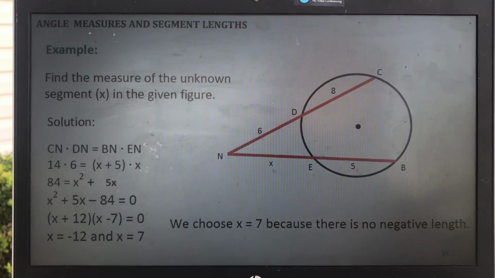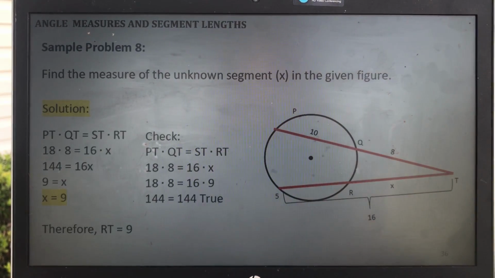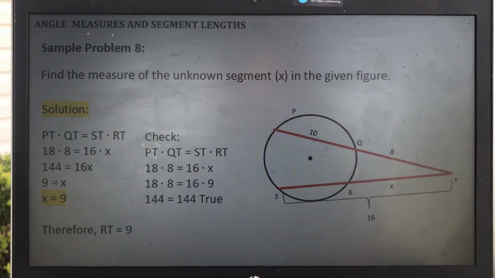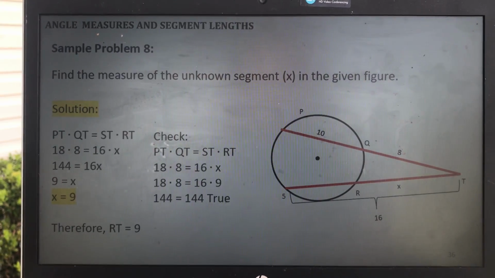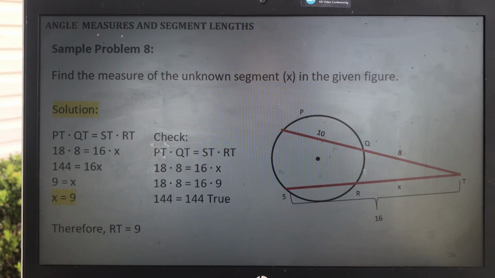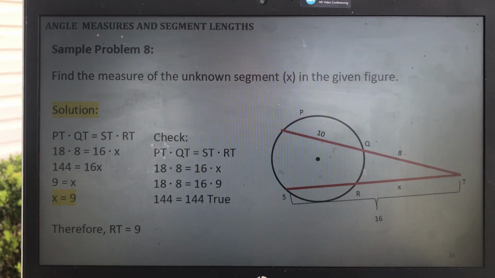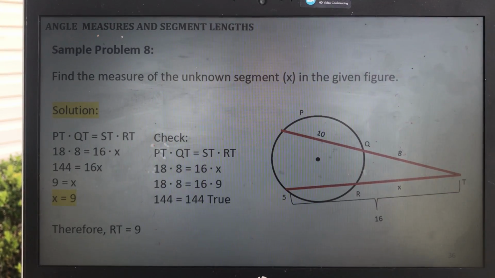Okay? So now let's continue to move on with our sample problem number 8. Okay? Here we have to find the measure of the unknown segment x in the given figure. Again, we have a circle and we also have two secant segments which are meeting at point T, which is located at the exterior of a circle. So this model is implying that the best way for us to find the value of x is by using the secant rule.